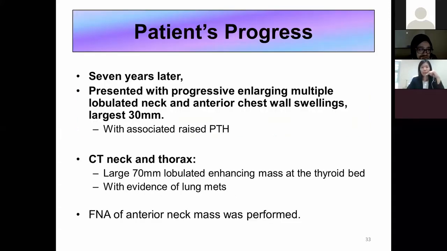However, 7 years later, the patient presented with progressively enlarging multiple lobulated anterior neck swelling and chest swelling, with the largest measuring 3 centimeters in largest dimension, associated with a raised PTH. A CT scan was done and showed a very huge mass, measuring 7 centimeters at the thyroid bed, with evidence of lung metastasis. So an FNA of the anterior neck mass was subsequently performed.